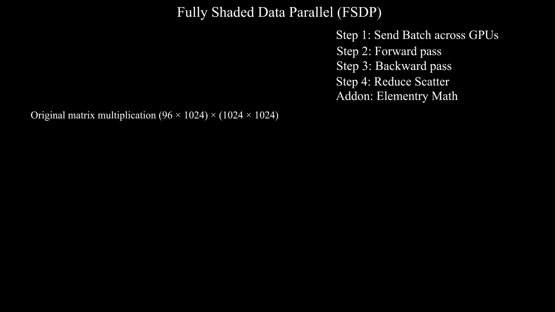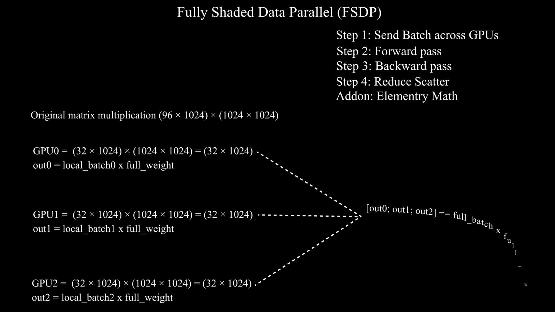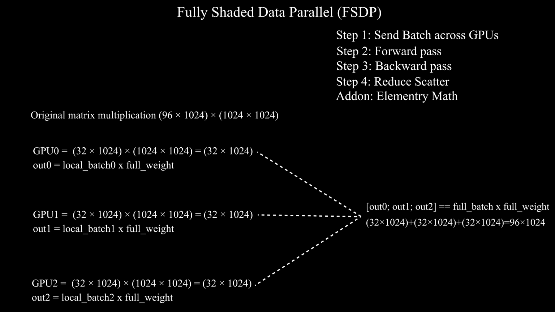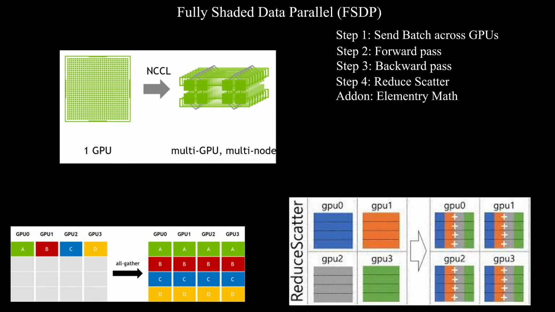And here is a mathematical expression for you to remember this. Imagine this example input and weight, which will be split across 3 GPUs, and their combined output will be equivalent to this, which is full batch times full weight. Remember that all-gather and reduce-scatter belong to the NVIDIA Collective Communication Library, or NCCL for short, which is made for distributed computing like this and gave a crucial contribution to FSDP.